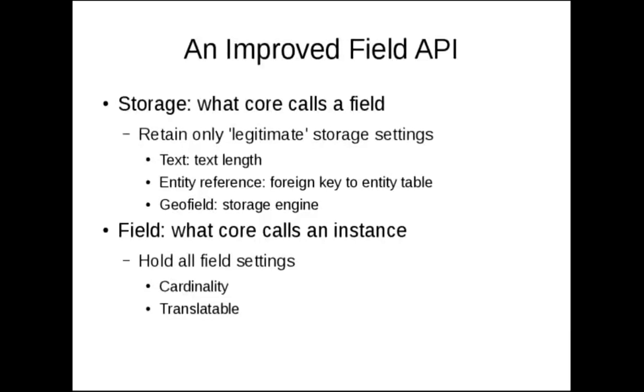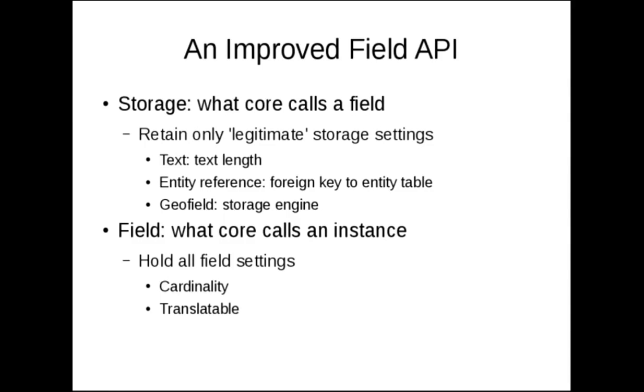So we jump into the next part here. Let's talk about maybe making some changes to the field API. So what core calls a field, let's call storage. That's really more what it relates to, right? When you make this fieldy thing, you get those two tables and all that kind of stuff. And the only thing we're going to try to do, so this goes back to those goals on the first slide, not that anybody remembers those, is keep legitimate storage-related settings.